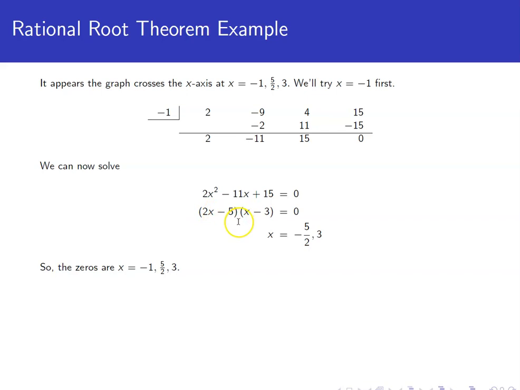This factors as 2x minus 5 times x minus 3. So that gives you that your zeros are 5 halves and 3. So our 3 zeros are -1, the one we found originally, the 5 halves, and the 3.